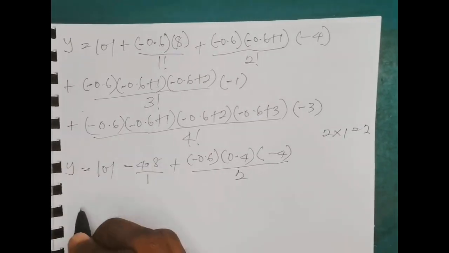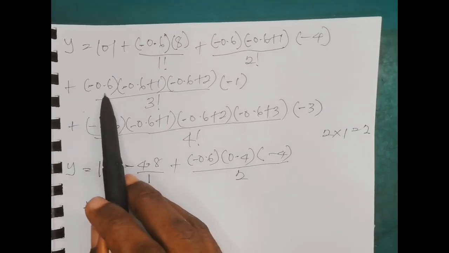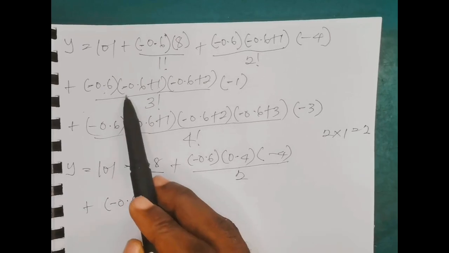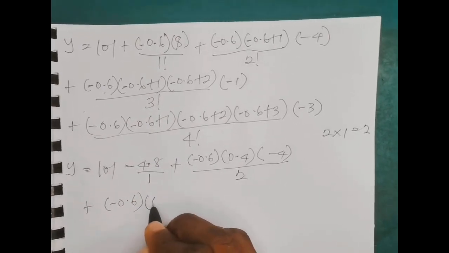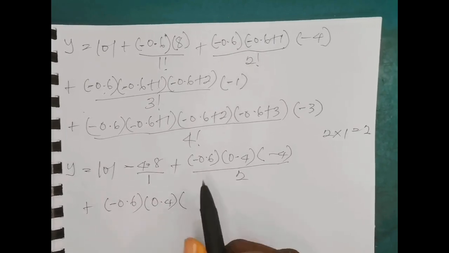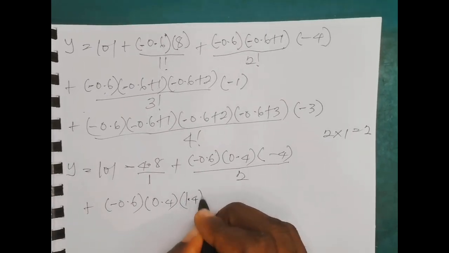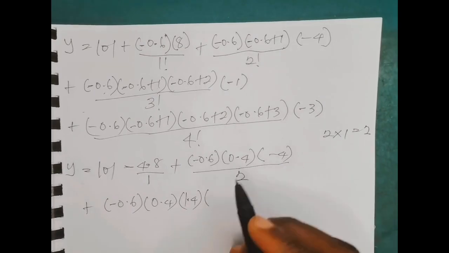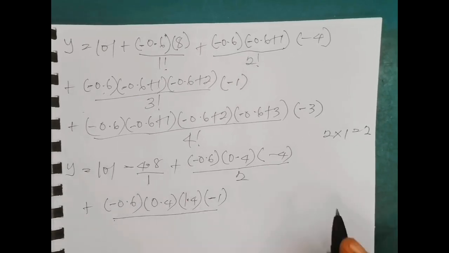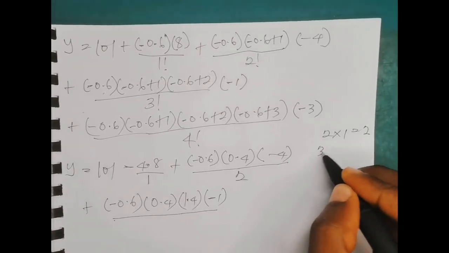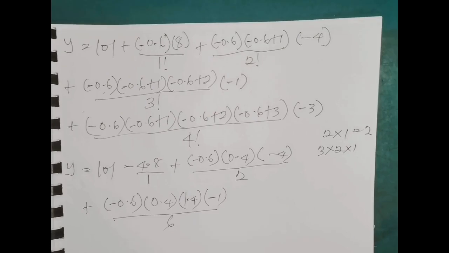So we come down here now, plus we have negative 0.6, not forgetting negative 0.6 multiplies negative 0.6 plus 1. That is simply multiplying by 0.4 multiplies negative 0.6 plus 2, which is 1.4, multiplied by negative 1 here, all over 3 factorial. 3 factorial simply means 3 times 2 times 1, and that is 6. So divide by 6.